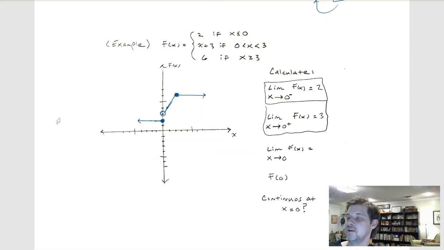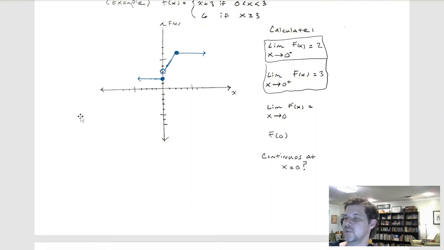All right, so let's see. What's the limit as x goes to 0? Does not exist. Whenever these two one-sided limits don't agree with each other, the limit doesn't exist. If you're just close to 0, it doesn't put y close to any particular number. So that's the time when we say the limit does not exist.